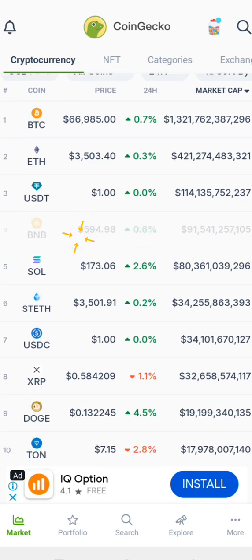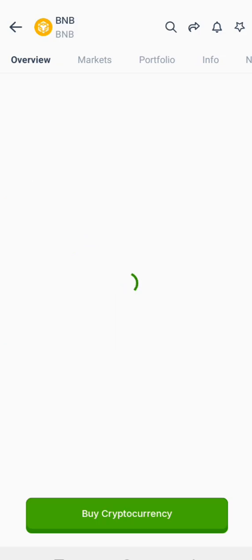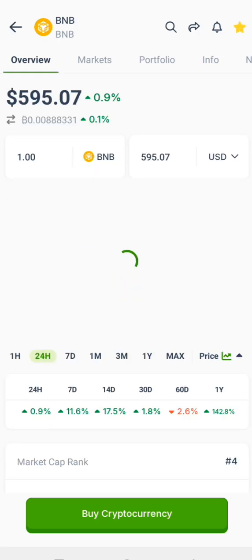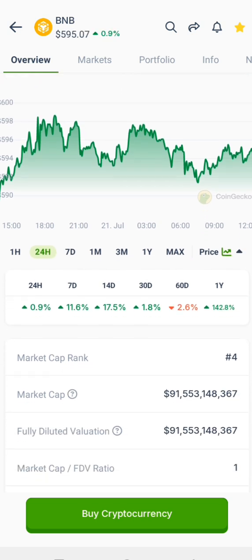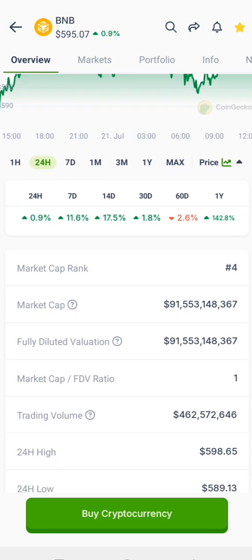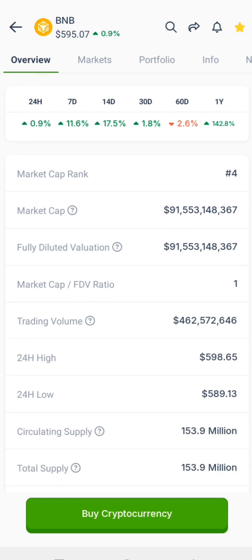Then you look for the coin you want to analyze. Let's use BNB as an example. You click on your coin, then this is what the BNB chart is showing us. Then let's scroll down and see other analysis. So this coin is ranked at number 4.